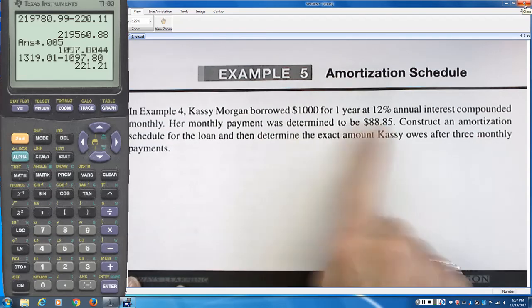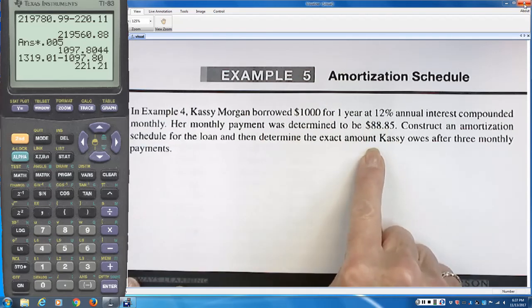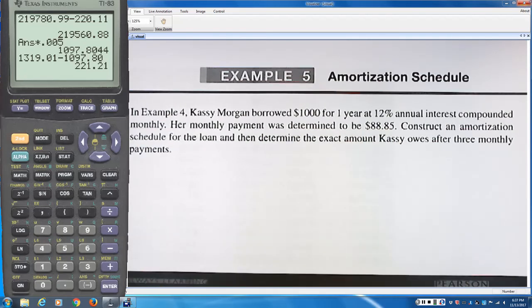What we're going to do is an amortization table, because that's where we're going to need to figure out her situation. Since it's going to be 1 year at 12% interest compounded monthly, those last three payments are $88.85 at 1% per interest period.